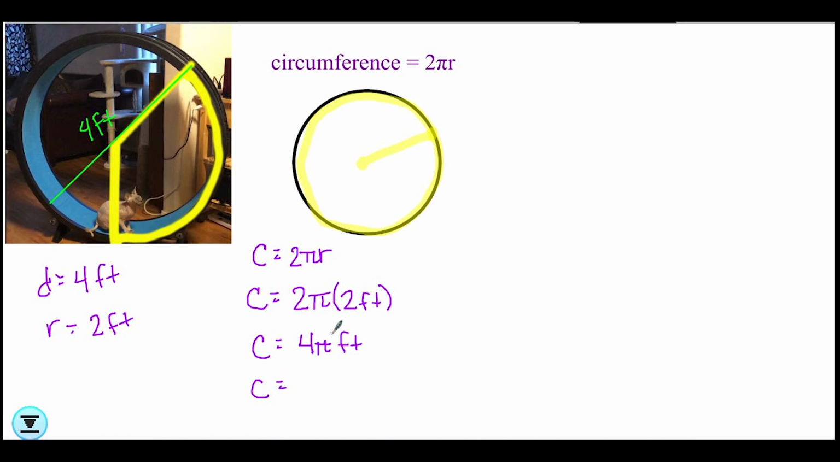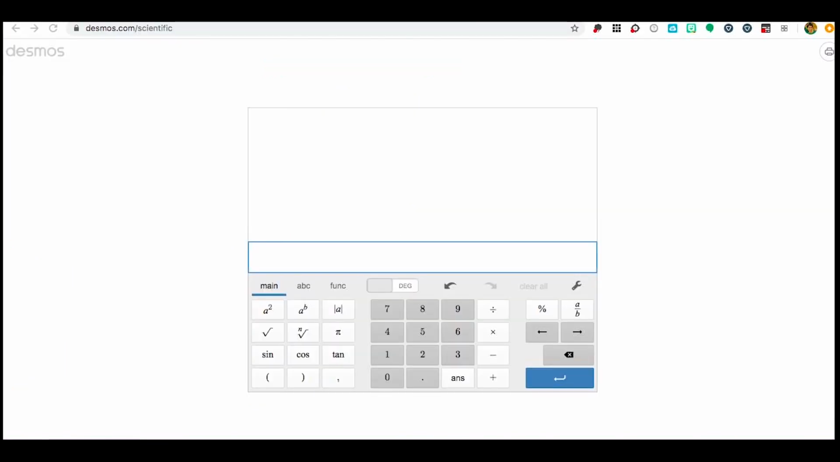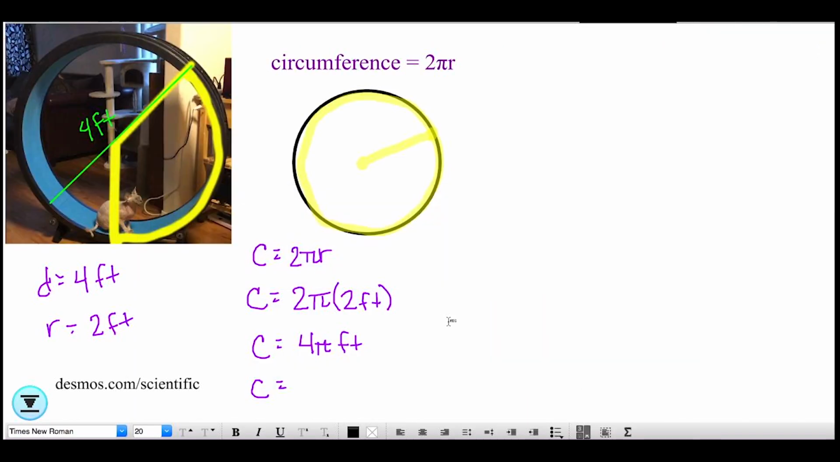But usually we don't use pi when we're talking in real life about distances like this. So if I multiply this in a calculator, a nice calculator to go to if you don't have one that has pi in it, I think a lot of your phones do, but if you don't, desmos.com/scientific has a really nice calculator that you can use. So let's jump to that. Coming over to this Desmos calculator, I can type in 4 times pi, and it'll give me about 12.566 feet. So going back to my calculations here, I can say that Marley walked about this far.